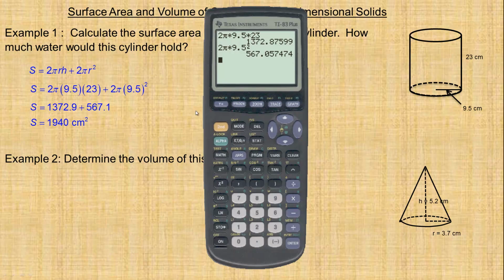I do want to show you that you can do this all together. So what I have in the calculator now is this, and you could go plus 2 pi times 9.5 squared. And so, see, there's the 1940. This would round to 1940. So if you know your calculator well enough, you actually could do that in one calculation, not necessarily having to do these separately.